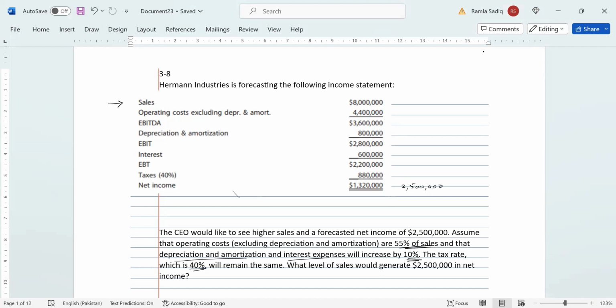Okay, so let's take it one by one. Going up from net income to EBT, or taxable income, we're going to take our new net income, 2.5 million, and divide it by 1 minus the tax rate, 1 minus 0.4.